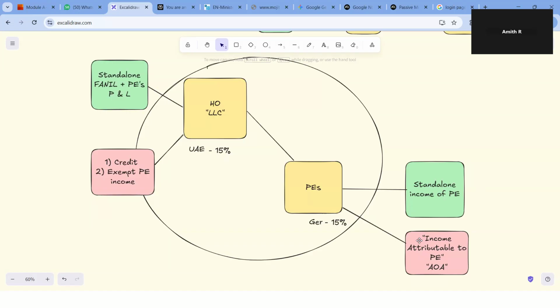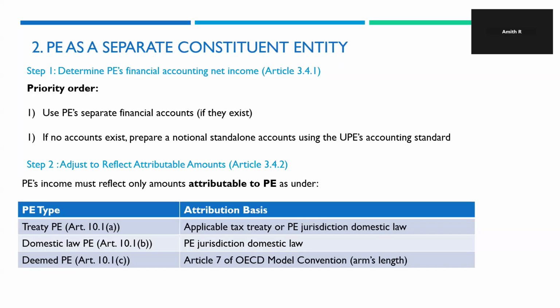Step two. Now they are also given the attribution basis. So if it's a treaty PE, then what is the attribution as per the applicable tax treaty? You have to take it. If it is a domestic law PE, then what is the attribution as per the domestic law? If it is a deemed PE, then as per Article 7 of the OECD Model Convention.